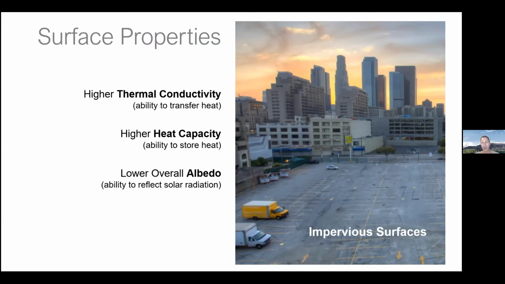And then what happens is these surfaces with high thermal mass store that energy during the day, and then slowly release it during the nighttime, resulting in the urban heat island effect.